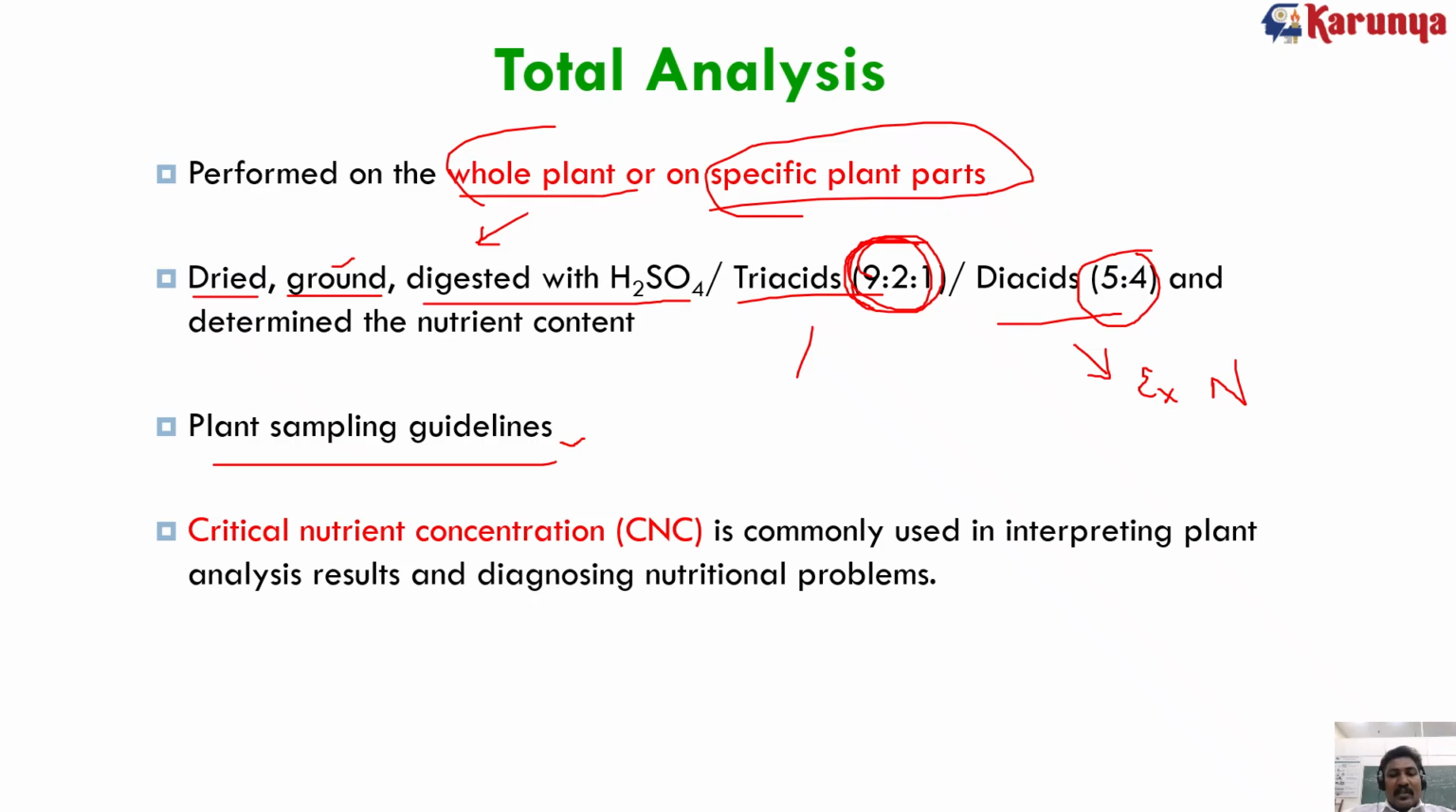And the critical nutrient concentration. This is the approach which is commonly used in interpreting plant analysis results and diagnosing nutrient problems. This is the critical nutrient limit, which is the optimum level of nutrient. When the nutrient falls below this optimum level, it definitely shows deficiency symptoms. When it is increasing, it will attain the economical yield. So this CNC, critical nutrient concentration, will determine whether the plant will show a shortfall or increase in nutrient concentration.